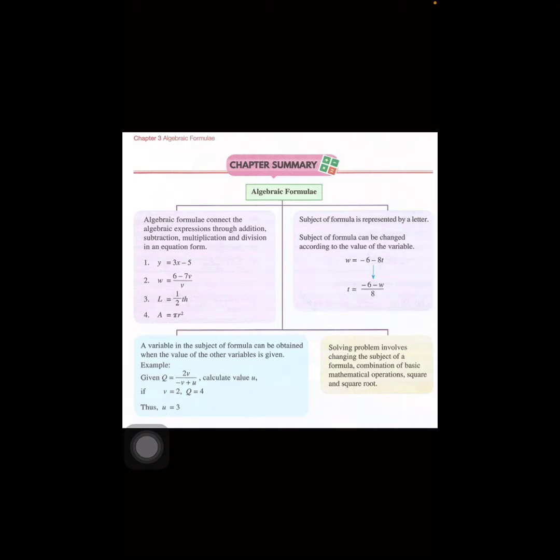And then you have to understand the subject of a formula is represented by a letter, and the subject of the formula can be changed according to the value of the variable. So this one is the same as what you learned in linear equation. If you understand Form 1 chapter 6 linear equation, it is easy to understand this chapter. And then you have to understand the definition of algebraic formula.